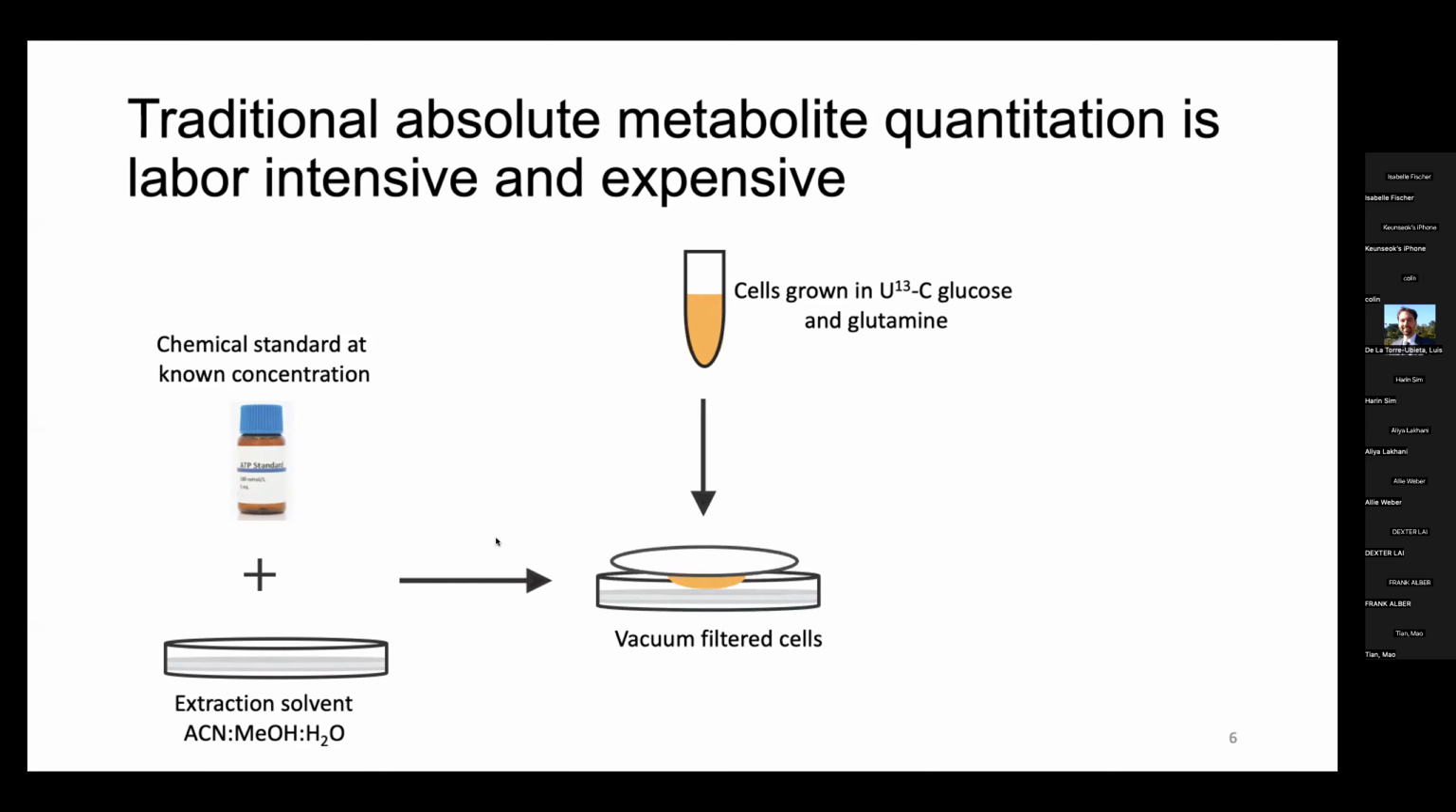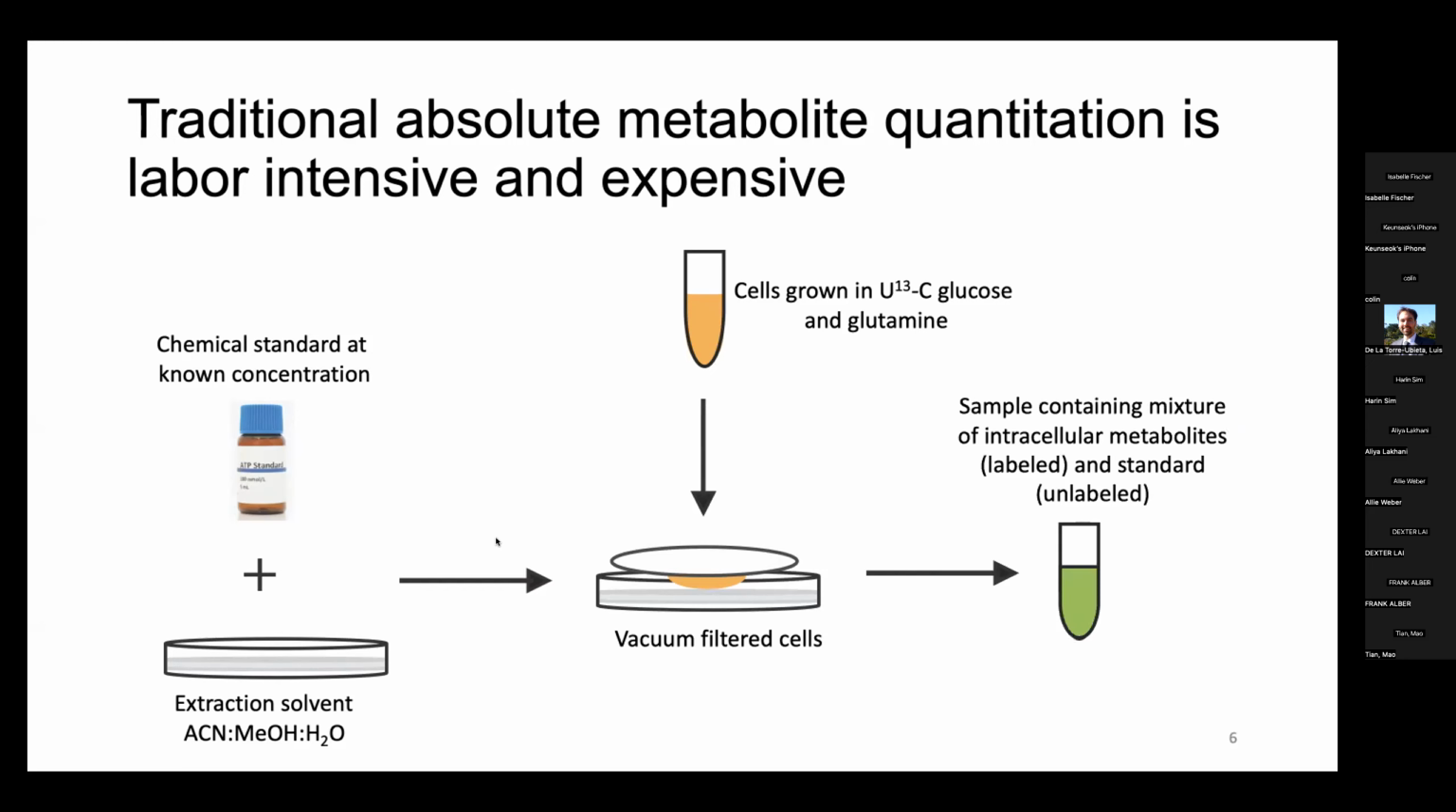And they would extract these cells into this extraction solvent containing the chemical standard. And what they end up with is a sample containing a mixture of intracellular metabolites, which they know are going to be 13C labeled, and the standard, which they know will be unlabeled. And so with LCMS, we're able to distinguish the two peaks. And since we know the concentration of the standard, then we're able to extrapolate the concentration of the metabolite in the cells. This works very well. However, it can be very expensive. If you're interested in a wide range of metabolites, it can also be extremely time consuming.